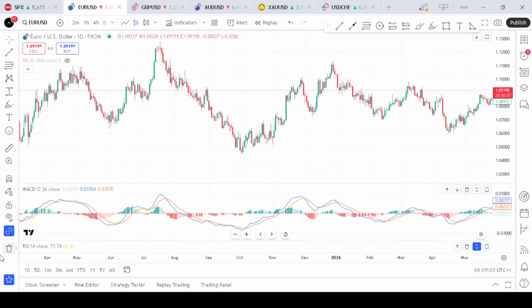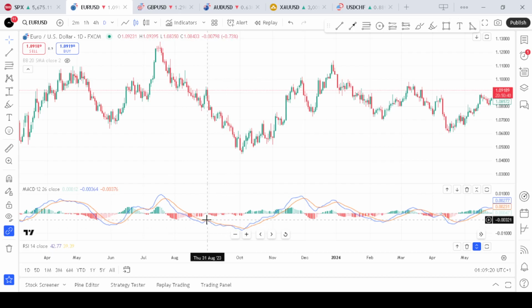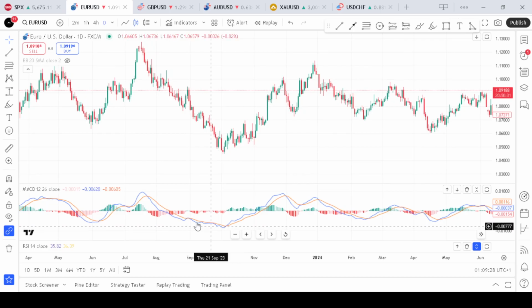Now, how does the MACD work? The MACD operates on two main principles of convergence and divergence. Convergence occurs when the MACD line and the signal line move closer together, indicating weaker momentum. Divergence happens when they move apart, signaling strengthening momentum. As you can see, they are apart in this area, signaling strengthening momentum.